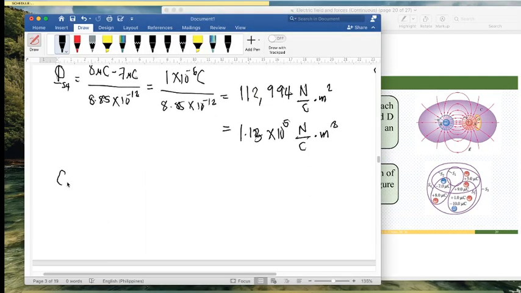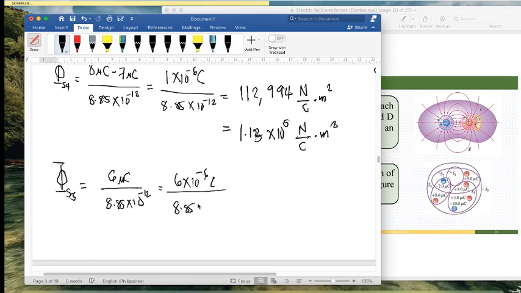So you will get that the electric flux through S5 is, we have here 6 microcoulomb divided by 8.85, the epsilon sub naught. Then we have here 6 times 10 to the negative 6 coulomb divided by 8.85 times 10 to the negative 12. That is equivalent to how much?